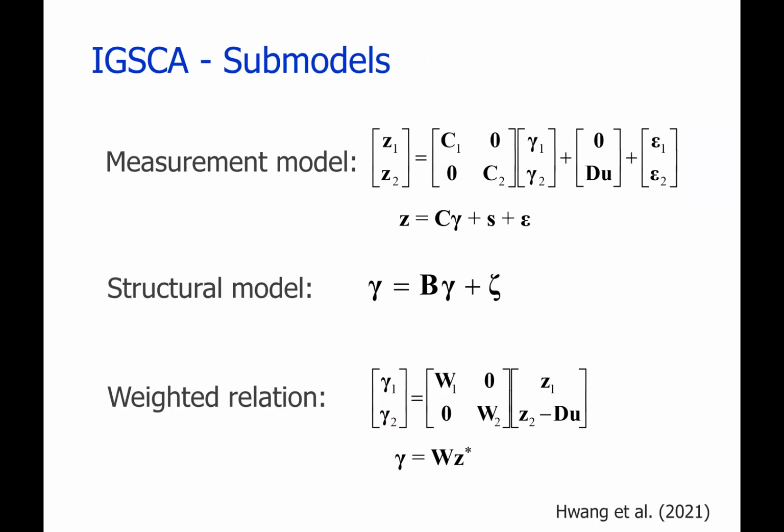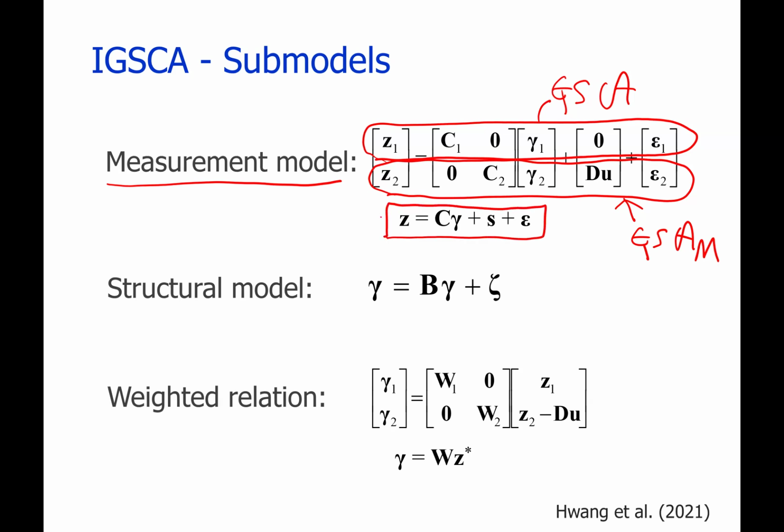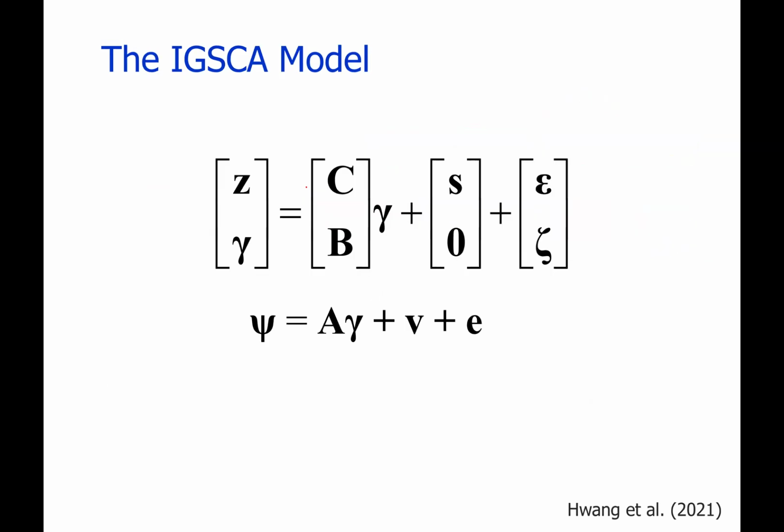So this is the measurement model for IGCA. The first one is from GSCA, and the bottom one is from GSCA-M. You combine these two measurement models into a single one, like this. The same thing holds for the other submodels. So IGCA still has these three submodels, and all three are combined into this single equation.